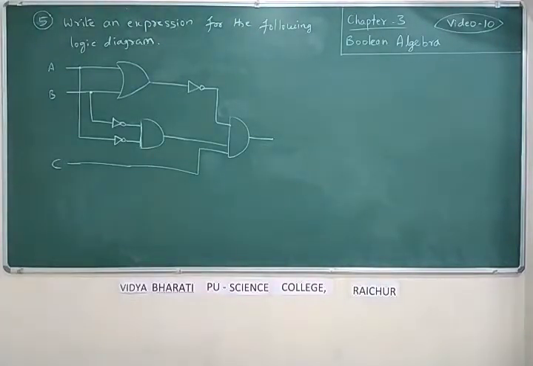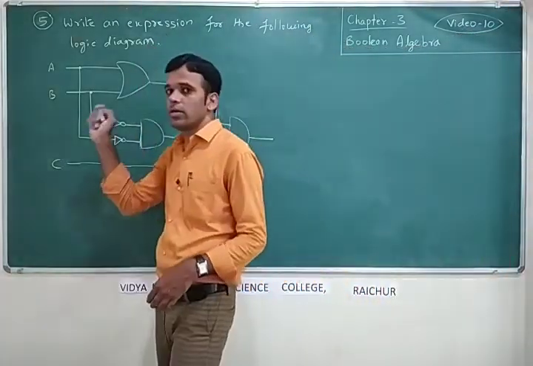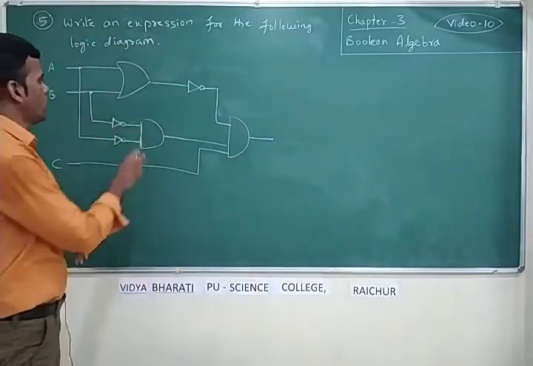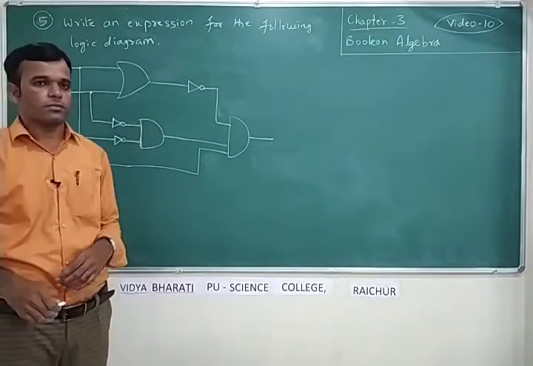Okay, we'll move on to the next problem. So there I have written the fifth problem. This time we have to write the Boolean expression for the given logic diagram. So this is the logic circuit for which we have to write the Boolean expression.